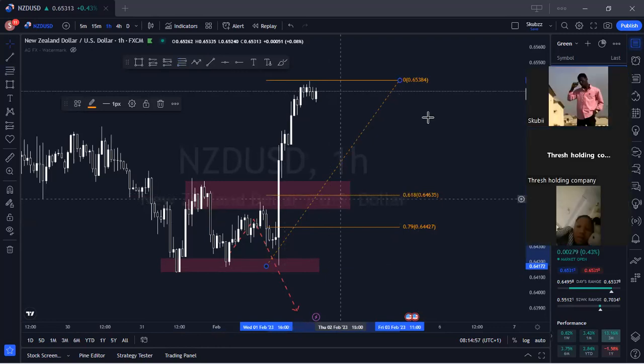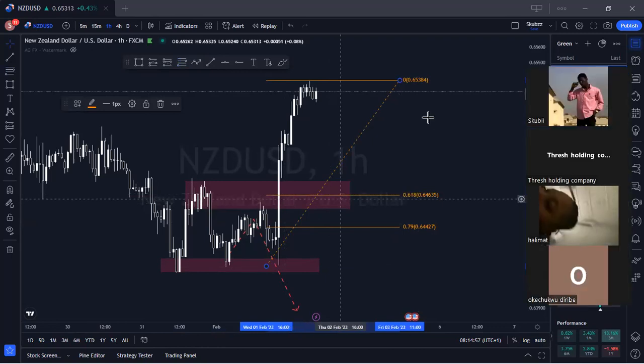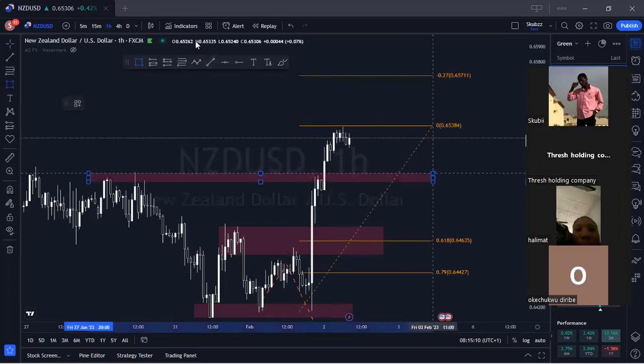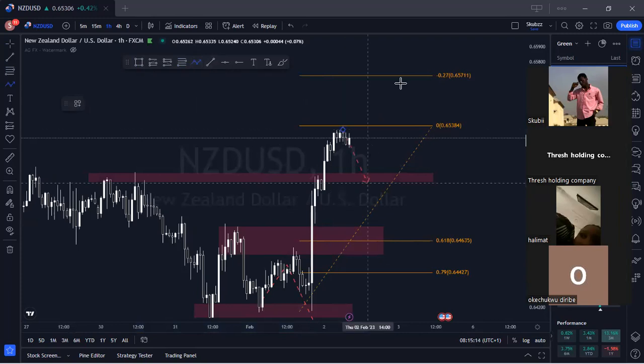But another thing that might happen is price just comes to react here. We'll have a short retracement. Price will just come, tap into this area, and then we'll basically just continue to the upside. Either way, let's just watch out and see what happens.